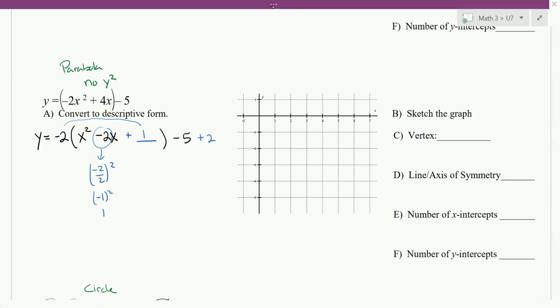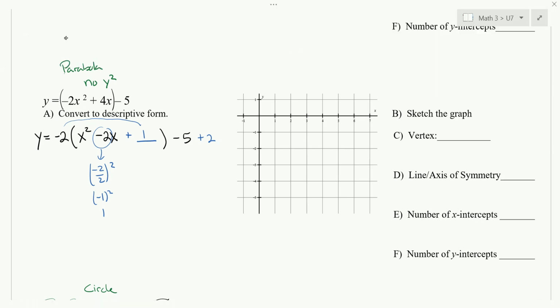And now we can finish this form here. So we get y equals negative 2. Factor the trinomial inside the parentheses, and you get x minus 1 squared minus 3. That's our descriptive form. What's our vertex going to be? 1, negative 3. We could plot that.